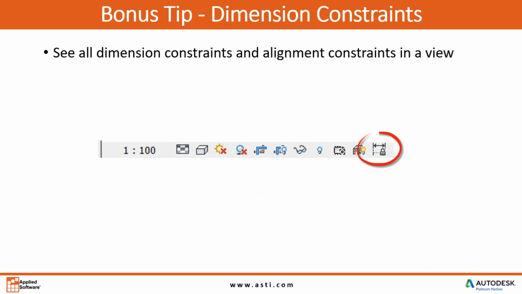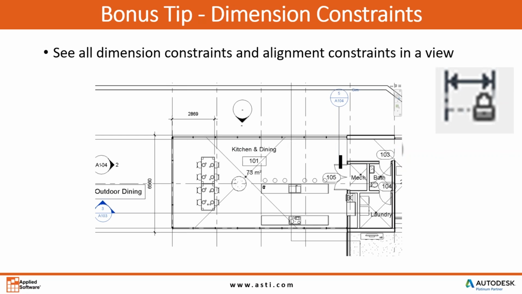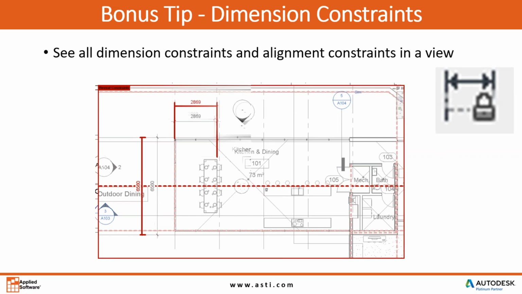There's a tool down in the bottom of your view in 2017 and 2018 that will allow you to display or show constrained dimensions. So this is my floor plan. If I click that button, it'll show me the dimensions or other objects that are constrained. It'll show them in red, because sometimes you're like, why is everything else moving? What is constrained? Why is this doing that?